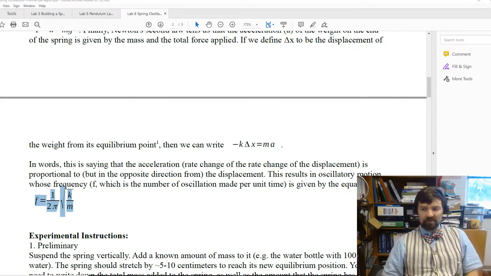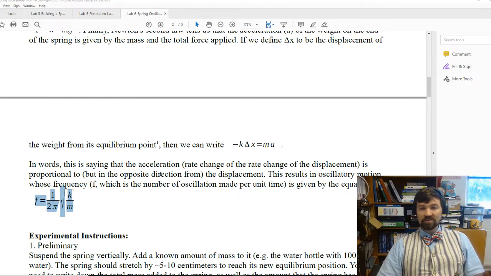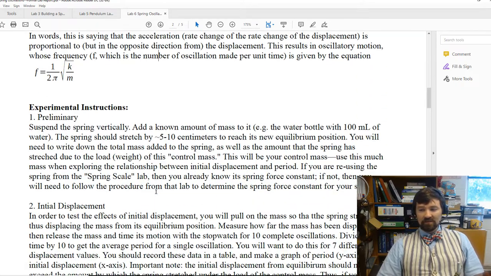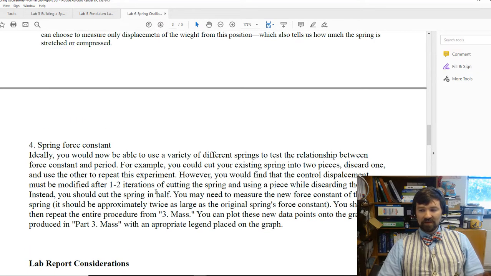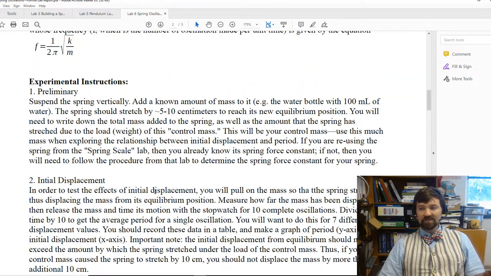Okay, so let's turn mostly to the instructions themselves. You're given a bunch of basic instructions here, and the reason why the instructions are a little more basic than normal is because you are going to be required to write up a procedure statement as part of this formal lab. That's also why these videos for this week are a little more simple and basic than for most other weeks.